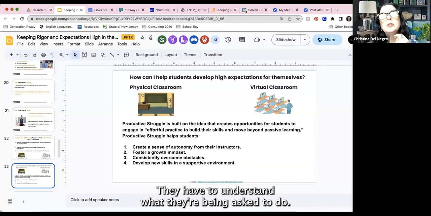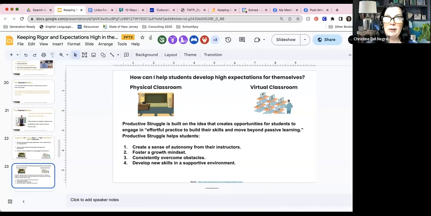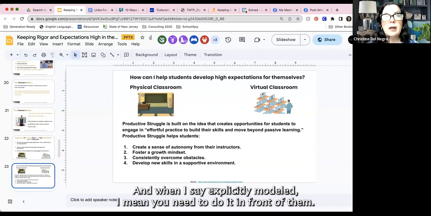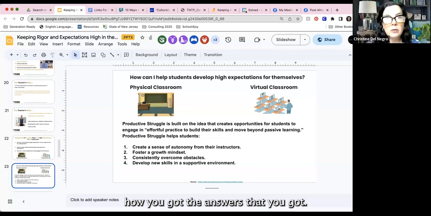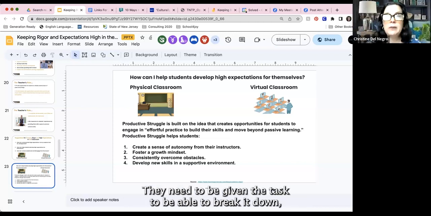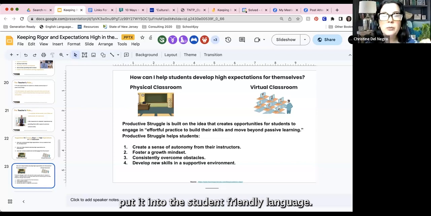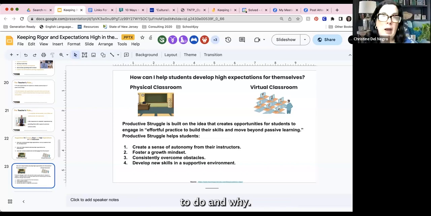They have to understand what they're being asked to do. They have to have it explicitly modeled for them. And when I say explicitly modeled, I mean, you need to do it in front of them. You need to talk through what your thought process is, how you got the answers that you got. They have to be able to ask questions. There's a lot that goes into that piece. They need to be given the task, be able to break it down, put it into student-friendly language. They need to really understand what they're being asked to do and why.